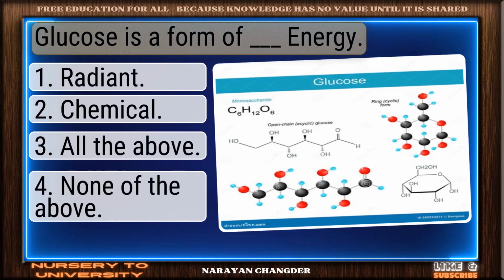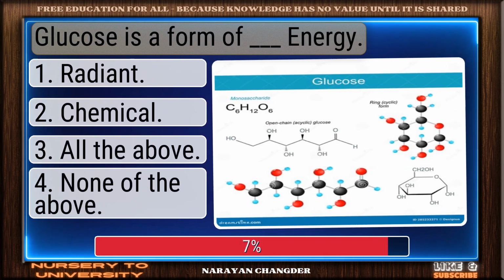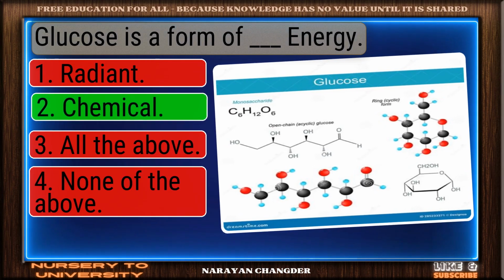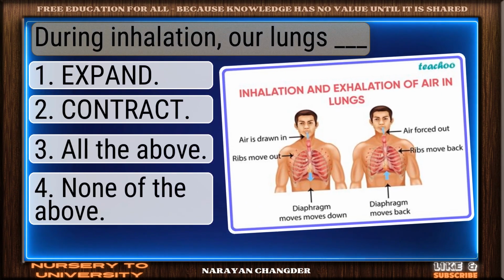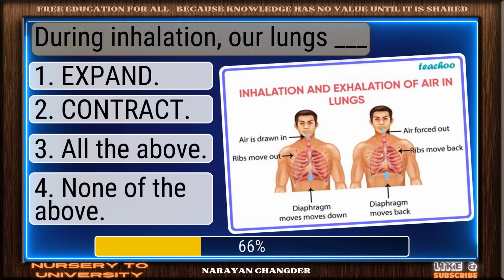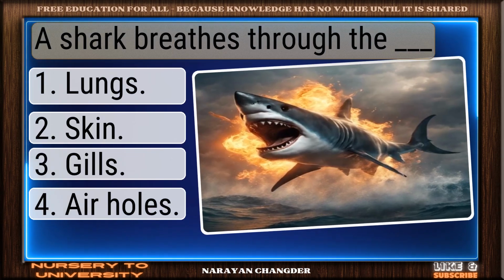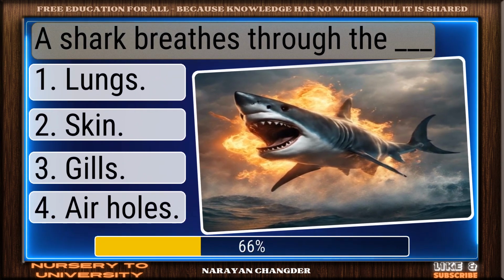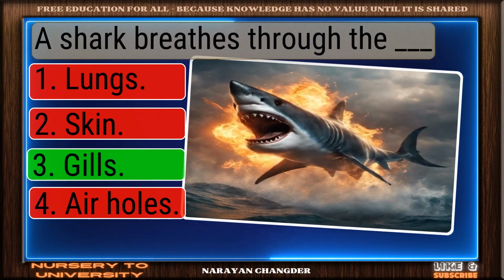Question number 196. Glucose is a form of dash energy. Well reasoned. Chemical is the correct choice. Question number 197. During inhalation, our lungs dash. Valid point. Expand is true. Question number 198. A shark breathes through the dash. Great job. Gills is the accurate answer.